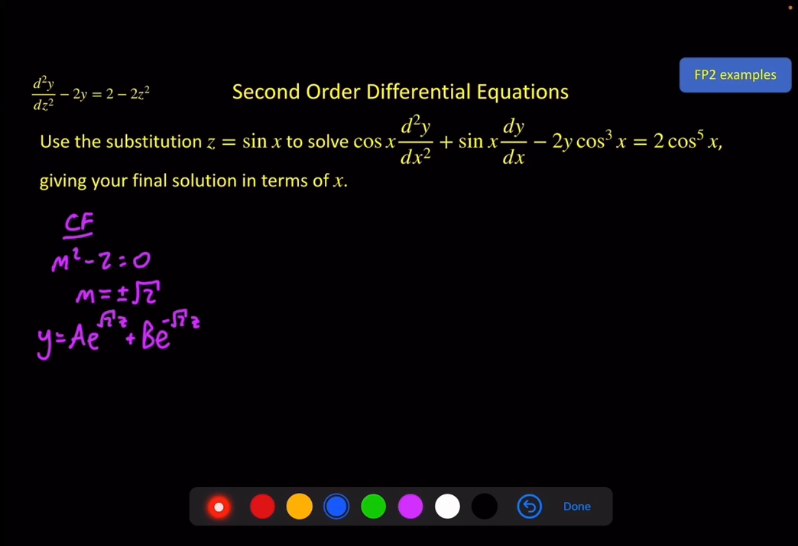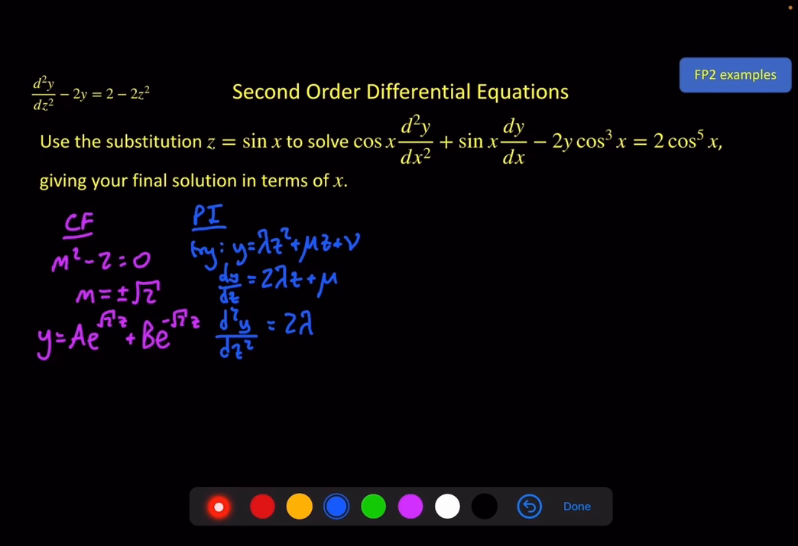For the particular integral, I'm going to try a quadratic equation. First derivative, second derivative, substituting them in, I need a second derivative, so that's 2 lambda minus 2 lots of the particular integral itself, and that has to equal 2 minus 2z squared.